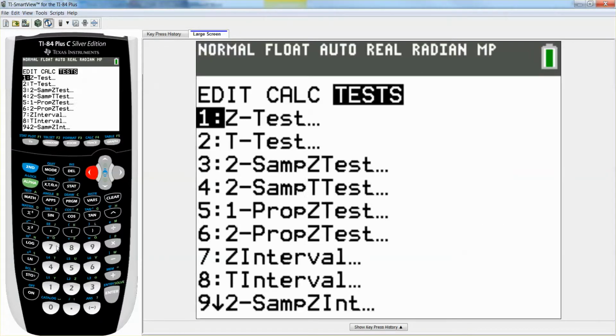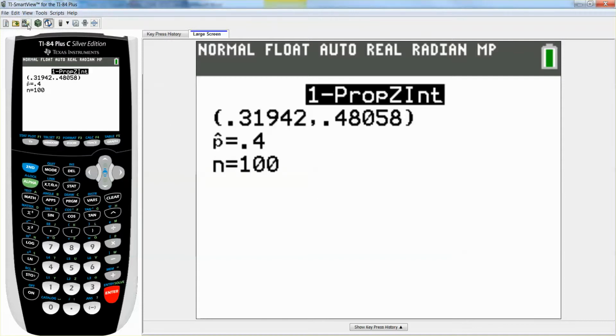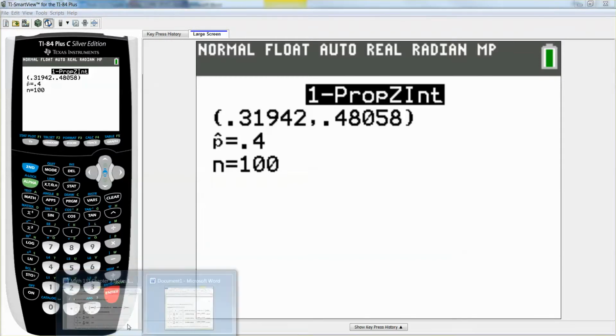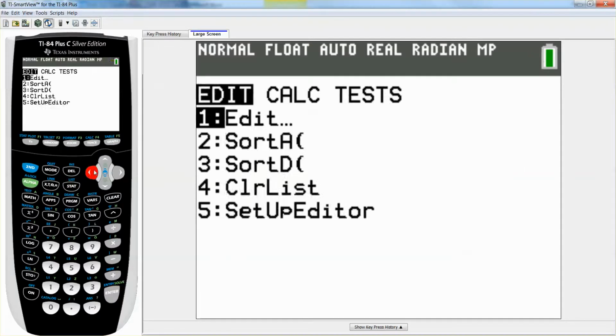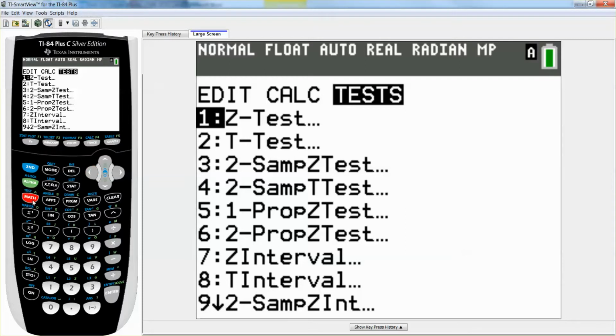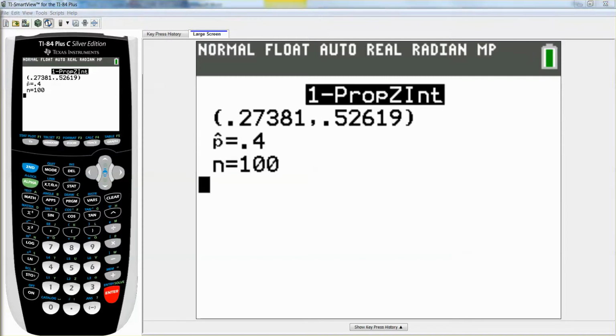So stat, tests, letter A, but we're going to change our confidence level from 0.8 to 0.9. And then go down to calculate and press enter. Okay, 0.31942 and 0.48058. So let me put that in there. And then we're going to do it one more time and change it to 0.99. So we go stat, letter A, and then leave all that alone but make it 0.99. Go down to calculate, and you get 0.27381 and 0.52619.